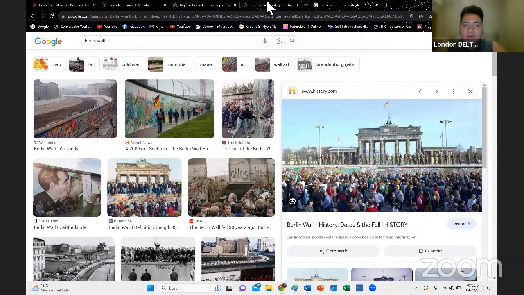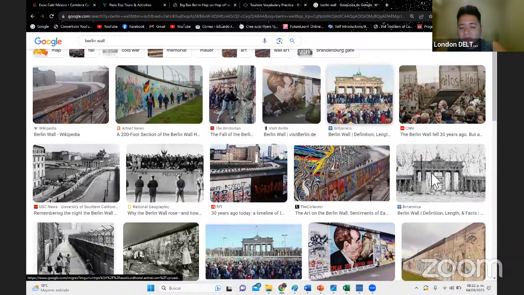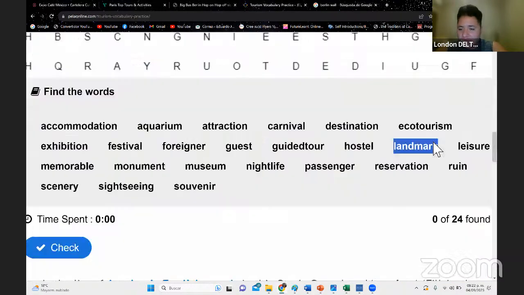Okay. Very well. So when you travel, cuando tú viajas, pues lo que quieres ver es esto, ¿no? Los más importantes lugares donde está la historia del lugar, right? Landmark. Mexico City, you have the Independence Angel or the Revolution Monument, right? Okay, so those are landmarks.